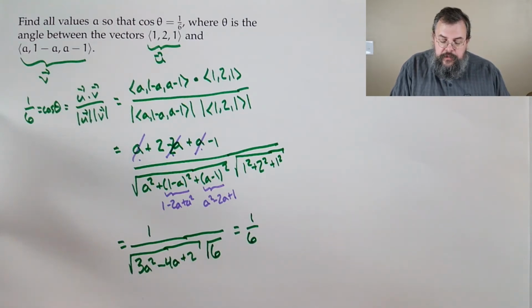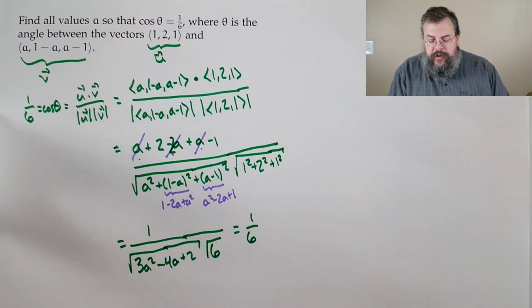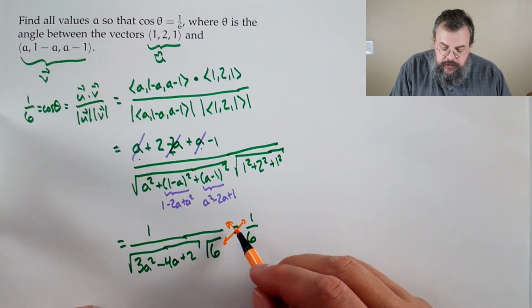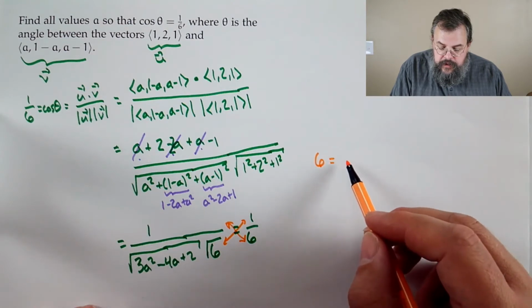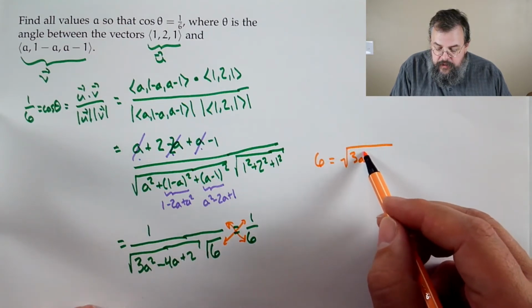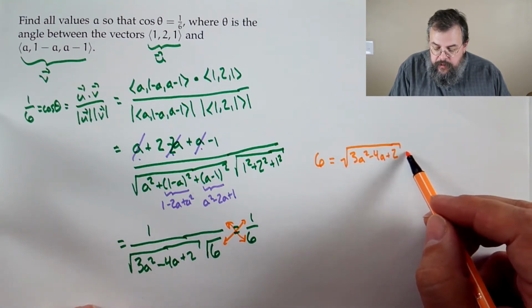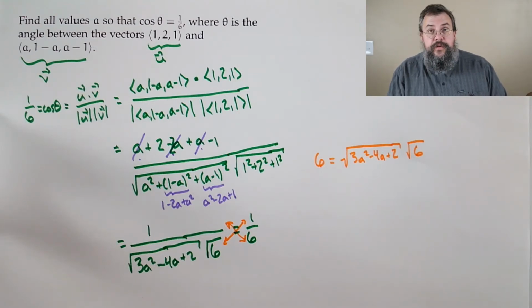Okay, well, first thing, I don't like fractions. Fractions scare me. So one of the things I often look for is is there a way to get rid of fractions? And so here, easy, easy, we cross multiply. So if we do that, we'll get that 6 is equal to the square root of 3a squared minus 4a plus 2 times the square root of 6. Now, the other thing I don't like is I don't like square roots. And so we look and say, are there ways to get rid of square roots?